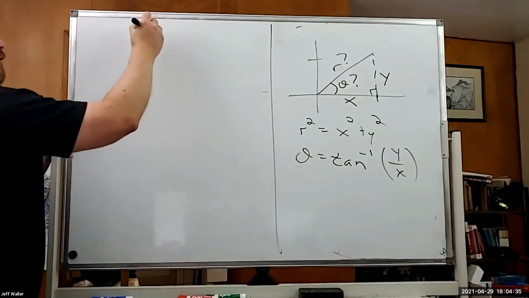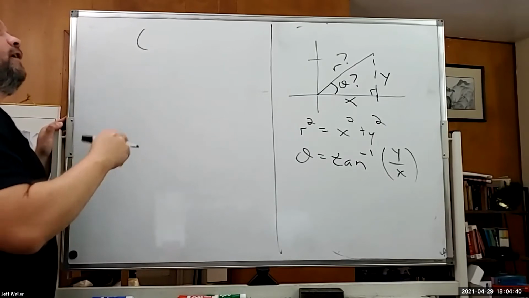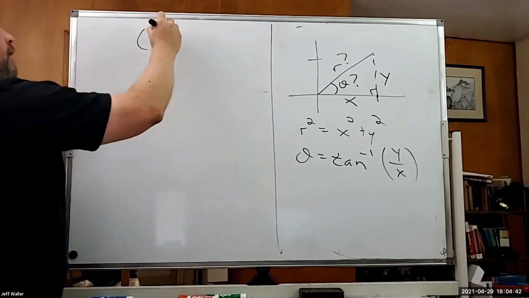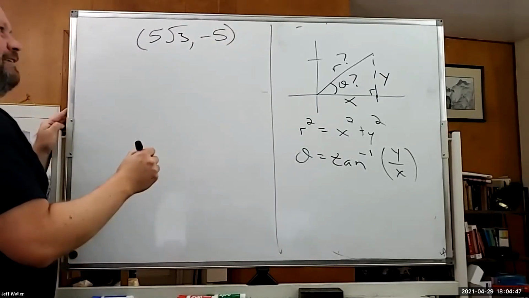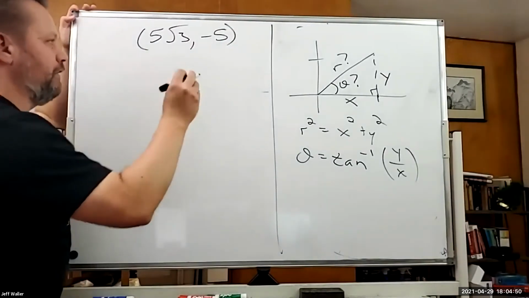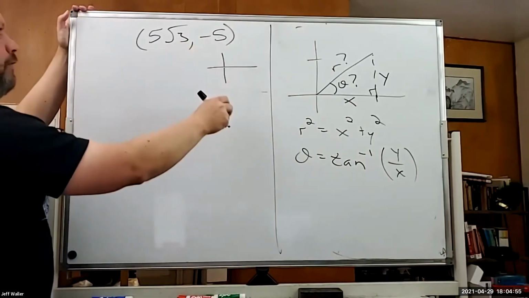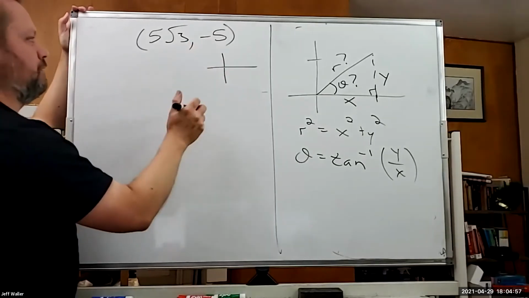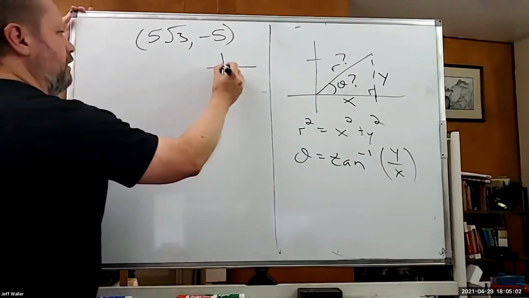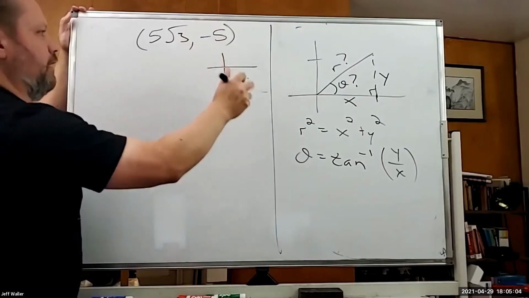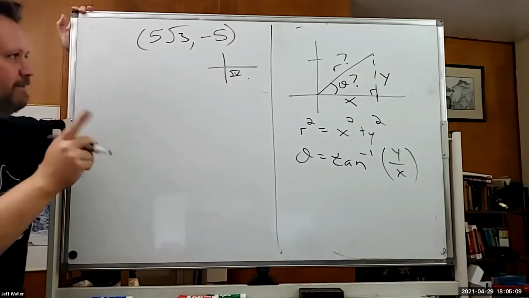So if I have the point 5 square root of 3, negative 5. Really smart idea. You don't even have to make a scale. Just where is this point? What quadrant would this point be in? 4. It's going to be over here and then down here. So I know it's in quadrant 4, correct?